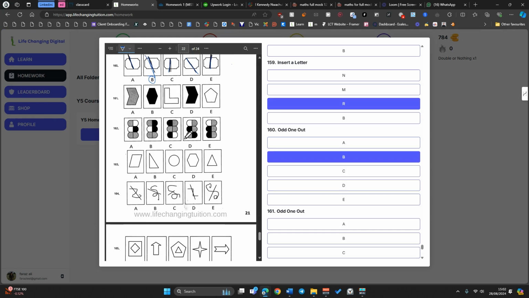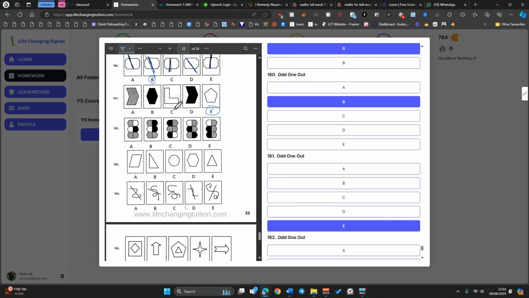Question 161. What's similar between these? Well, I'm immediately going to think of counting shapes. So 1, 2, 3, 4, 5, 6. 6 sides on this, 6 sides on this, 6 sides on this as well, 6 sides on this, and E only has 5 sides. So the odd one out here is E, because all the other 4 have 6 sides.